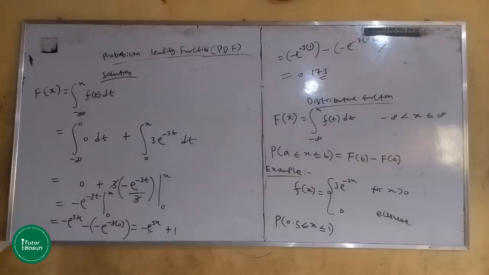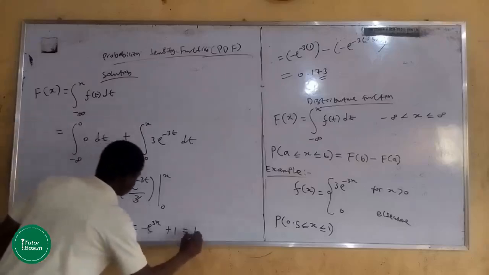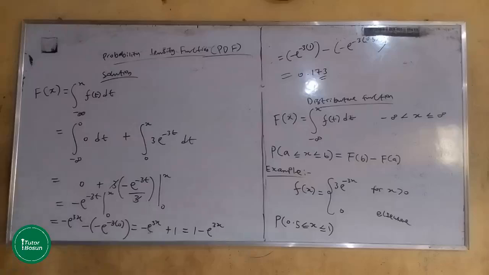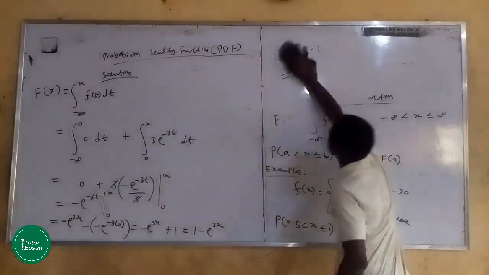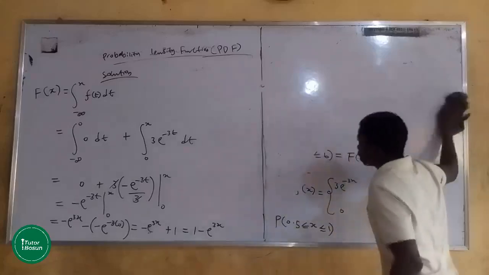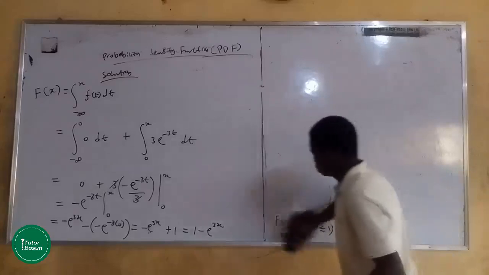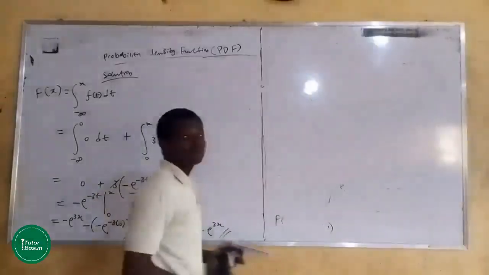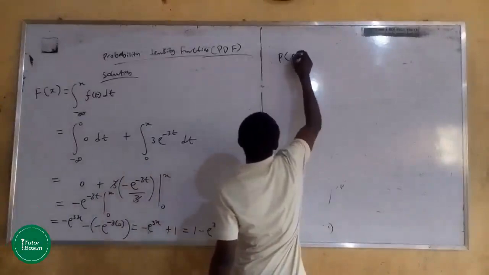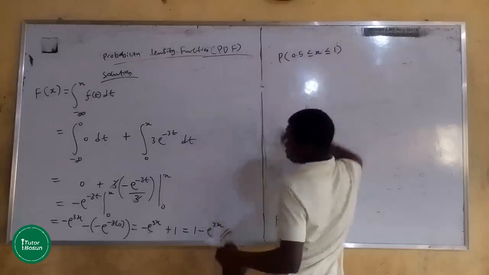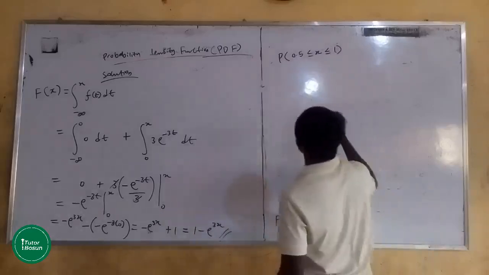We have everything to be +1. So finally we can write it as 1 minus exponential 3x. So that's automatically our distributive function. But don't forget, we have to use that distributive function to calculate the probability. And that probability is from 0.5 less than or equals to x less than or equals to 1.